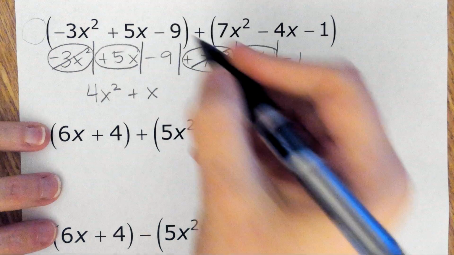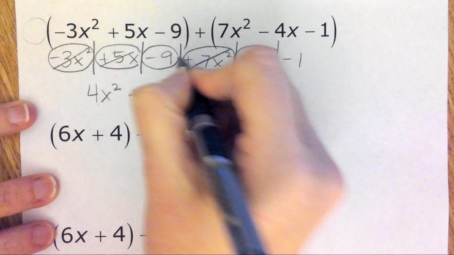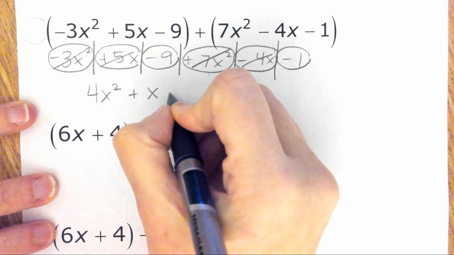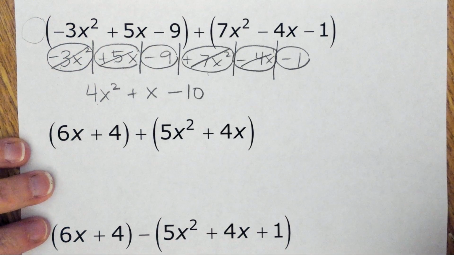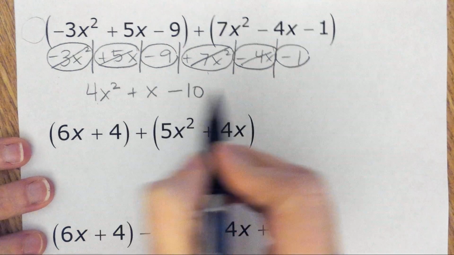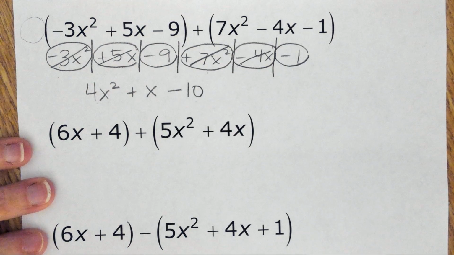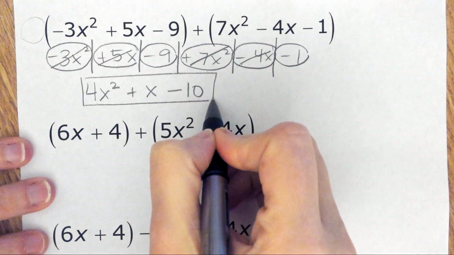Okay? And then the last thing we're going to look at is our constant term. I have negative 9 minus 1, which is minus 10. I know that I'm done simplifying when I only have one of each type of term. I have one quadratic term, one linear term, and one constant term, so I know that I'm done, and this is my final answer. Okay, let's try another one.